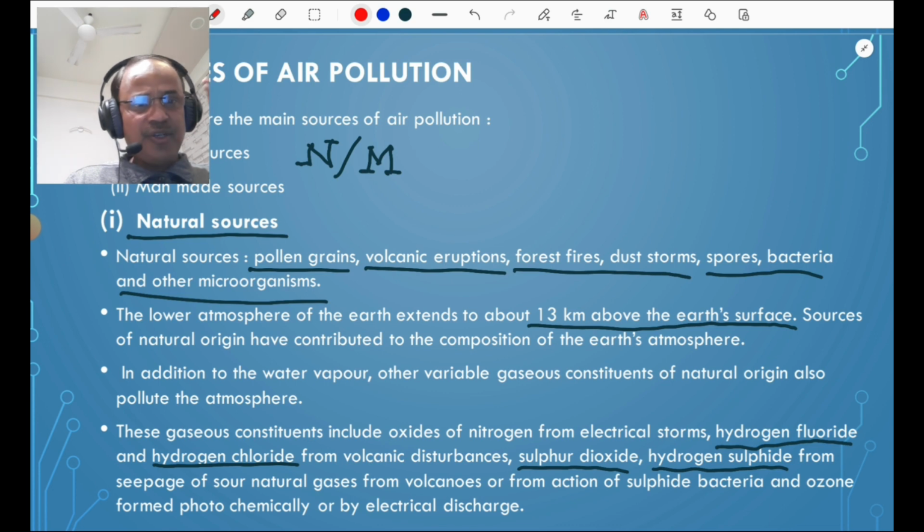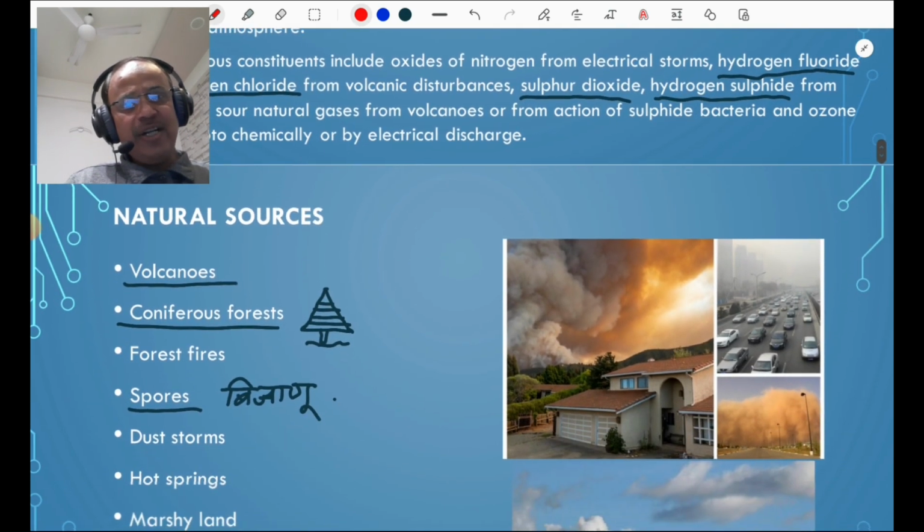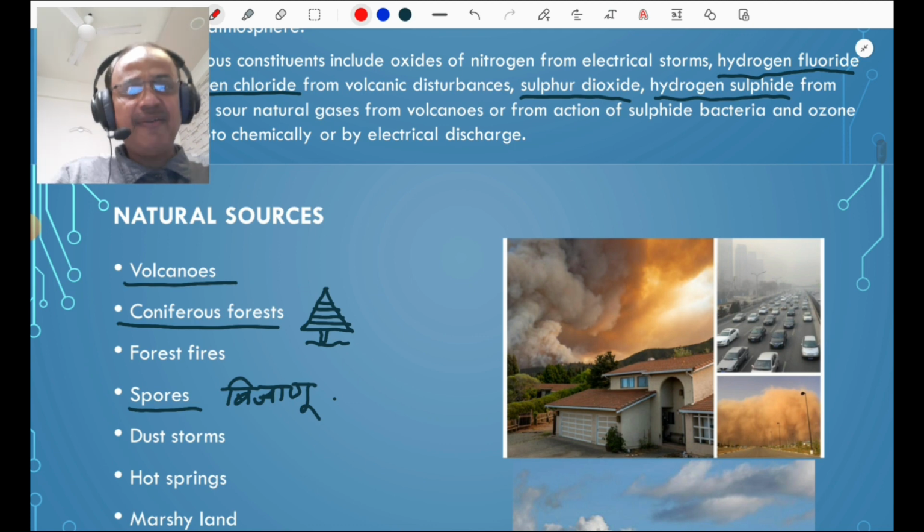These gaseous constituents include oxides of nitrogen from electrical storms, hydrogen fluoride and hydrogen chloride from volcanic eruptions or disturbances, sulfur dioxide and hydrogen sulfide from the seepage of sour natural gases, from volcanoes or from the action of sulfide bacteria, and ozone formed photochemically or by electrical discharge. That ozone formation is also a source of air pollution.